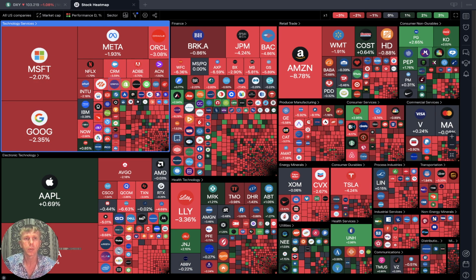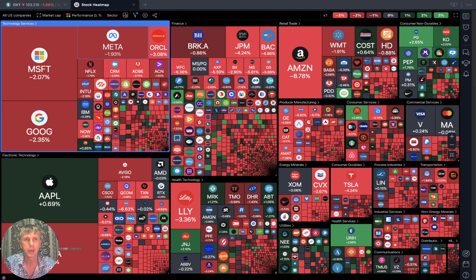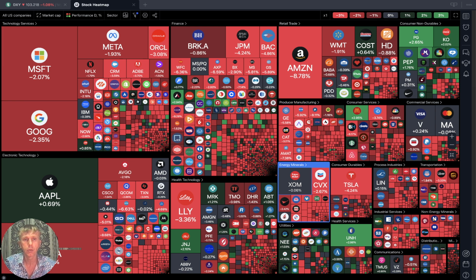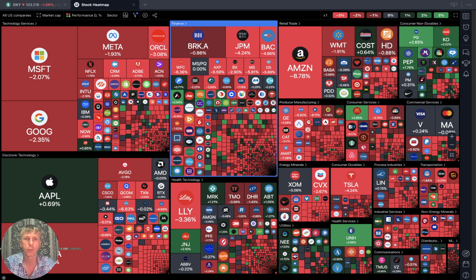Let's start from the stock market heat map based on all USA companies, market cap and daily performance. My name is Vadik. And the market looks not good, looks red. All sectors are red, except one, consumer non-durables, still positive, but generally a lot of red, right? Even utilities are red. All for sale, all for sale.